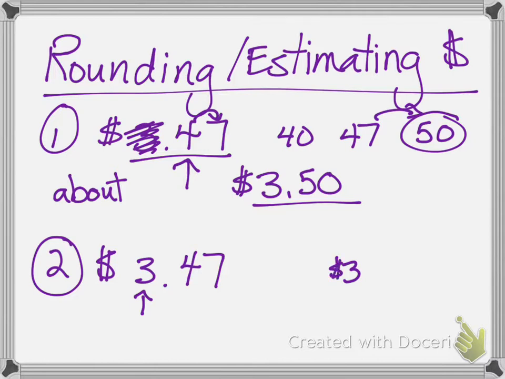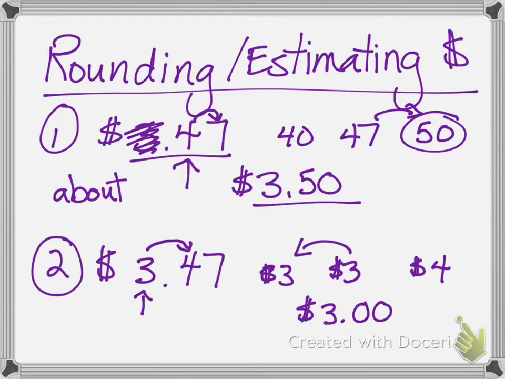Is this closer to $3 or is it closer to $4? Okay, so let's look. What tells us? The number right beside tells us. So the 4, that is our rule to go down. So this number is actually closer to $3 than it is to $4, because think about what's in the middle, $3.50. It's less than that. So if I am rounding or estimating this number, I would say I have about $3.